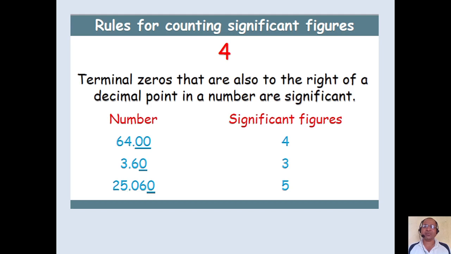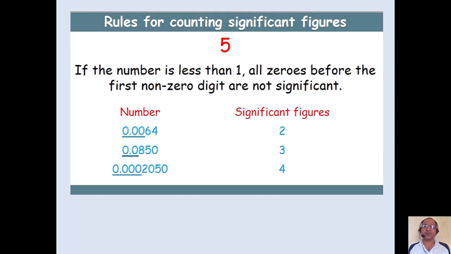The number 25.060, again two zeros are there. The first 0 is in between 5 and 6, which are non-zero digits, so it is significant. The last 0 is a terminal 0 with a decimal point, so again it is significant. So this example contains 5 significant figures. Rule number 5: if the number is less than 1, then all zeros before the first non-zero digit are not significant. So the fifth rule gives the significant figure rule for numbers less than 1.